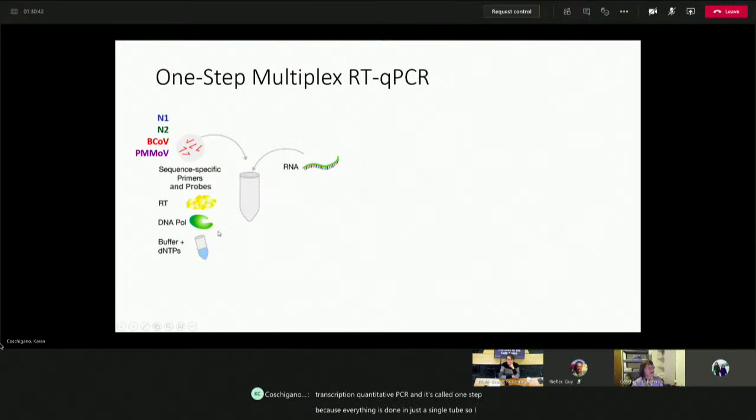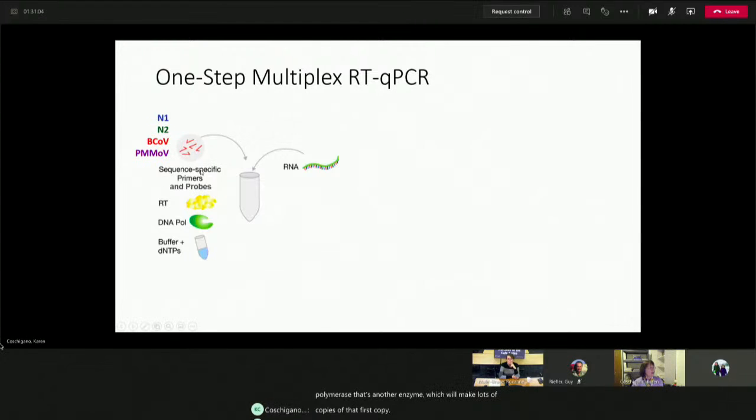It's called one step because everything is done in just a single tube. So I make this mix that has all of this stuff in it. It's got buffers and it's got enzymes. There's an enzyme for doing this reverse transcription, so it's making a copy of the RNA. And then I have a DNA polymerase, that's another enzyme which will make lots of copies of that first copy.